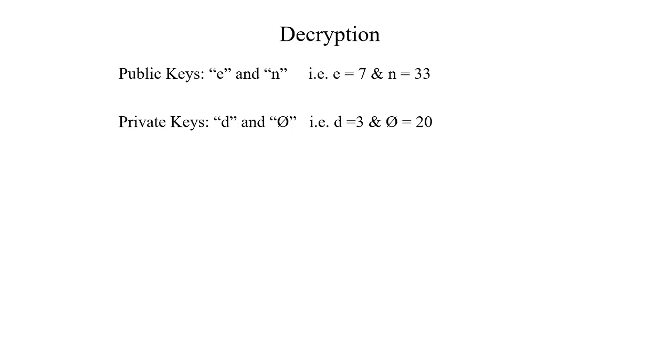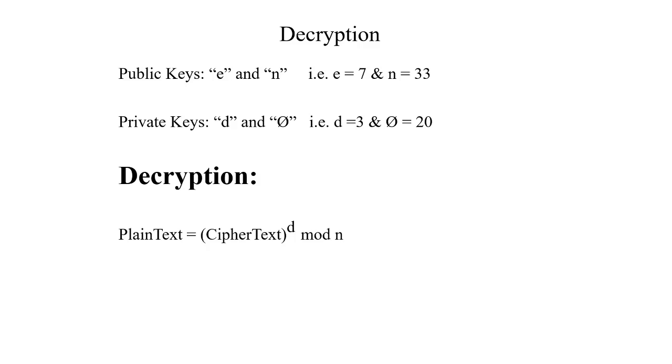Now we will see the process of decryption. So we have computed public keys and private keys. Decryption is a process of obtaining plain text from the ciphertext at the receiver side. So plain text is obtained from the ciphertext as ciphertext raised to private key d mod n. So ciphertext is 30 that we have computed on the previous slide.